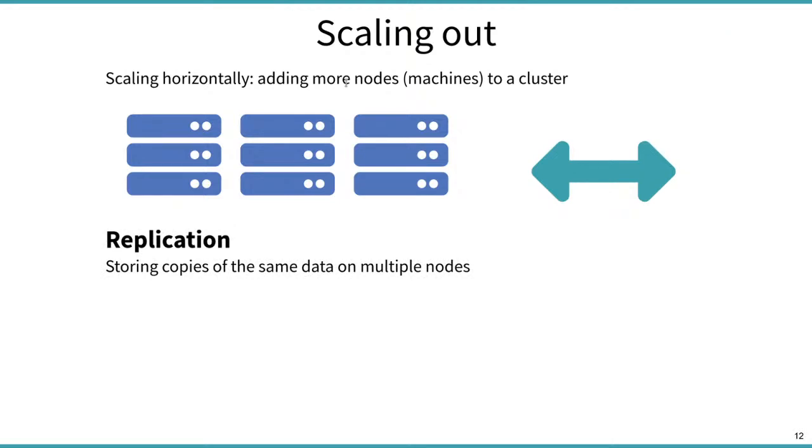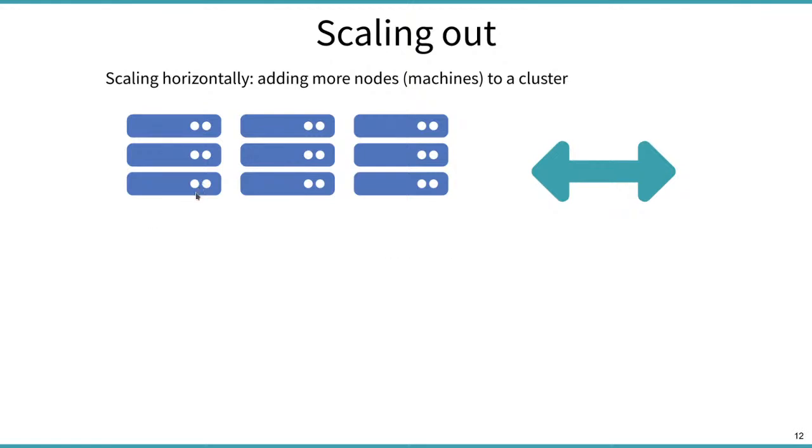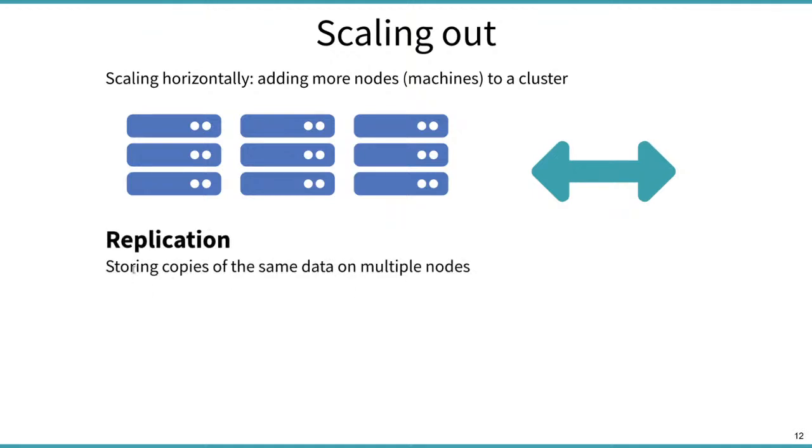Yeah, and when you don't have everything on one machine anymore, you can ask the question, what data do you store here? What data do you store here? What data do you store here? And one technique is called replication. This means we store the same data on multiple nodes. So I insert a new product, dishwasher tabs. I insert it here and here and here. So every machine has the same data. That's replication. Storing copies. Every node is a copy of the other node.